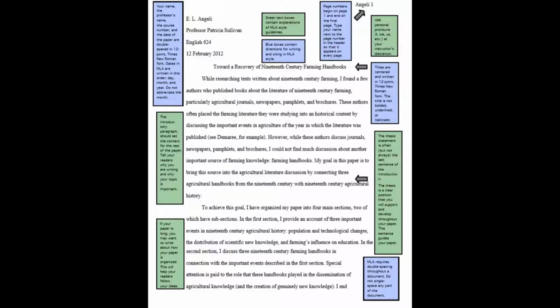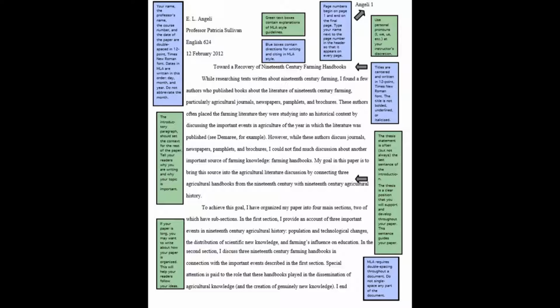Talking to you. Purdue OWL produced the sample paper for their Purdue OWL MLA page. The sample paper that we're going to be taking a look at today, that is written in MLA format, is called Toward a Recovery of 19th Century Farming Handbooks. So we're going to be taking a look at different spots of the sample paper just so that you get accustomed to MLA format. First, we're going to take a look at the first page.